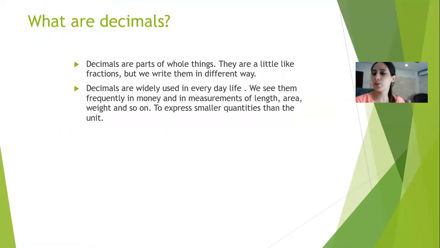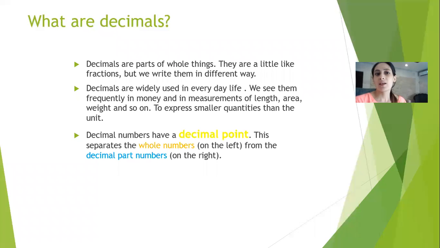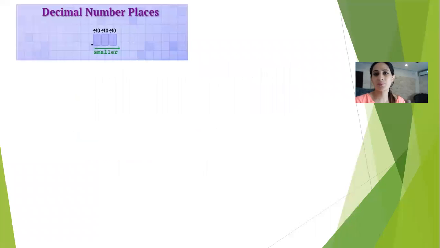Decimals are widely used in everyday life. We see them frequently in money and in measurements of length, area, weight, and so on, to express quantities smaller than the unit. Decimal numbers have a decimal point, and all of you agree with this one, okay? This separates the whole numbers on the left from the decimal part numbers on the right.